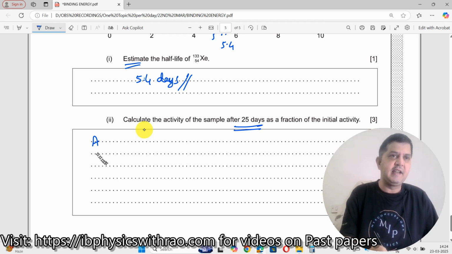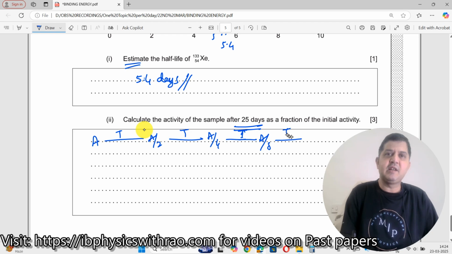What I do is I take A naught, the initial activity. After one half-life, it becomes A by 2. After the second half-life, it becomes A by 4. Third half-life, it becomes A by 8. Fourth half-life, it becomes A by 16, and so on. I do it like this.